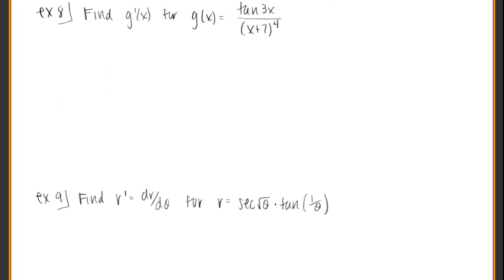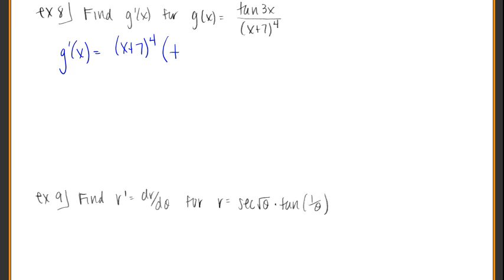All right, example 8. We have the quotient rule here now. So we're going to be doing, looks like, the product rule inside the quotient rule. Or I'm sorry, the chain rule inside the quotient rule. Okay, so g prime of x is going to be the bottom times the derivative of the top.